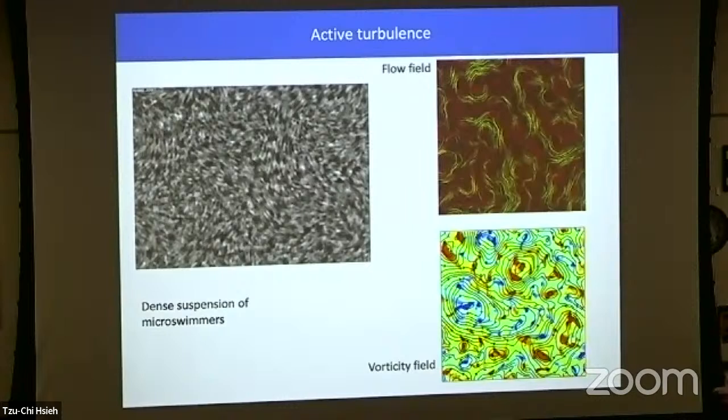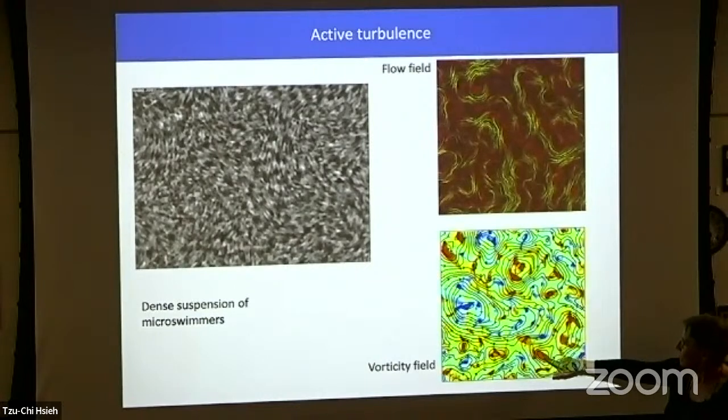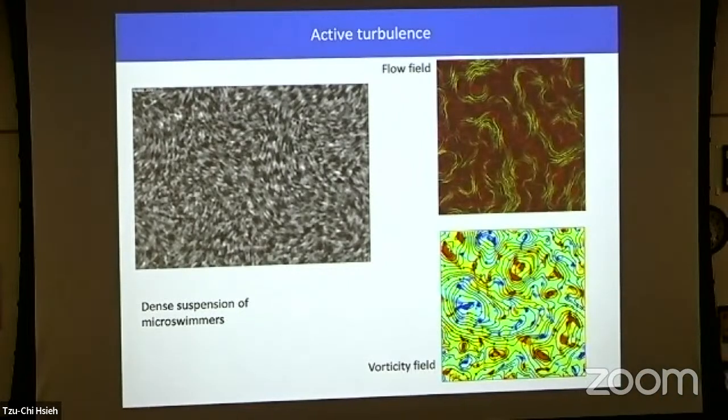This is the vorticity field. Can't remember whether it's from experiments or simulations, but it looks statistically identical. And if you plot things like a vorticity correlation function, they match very well. Red bits are anti-clockwise vorticity, blue bits are clockwise vorticity. That length scale is about 5 to 10 swimmers.